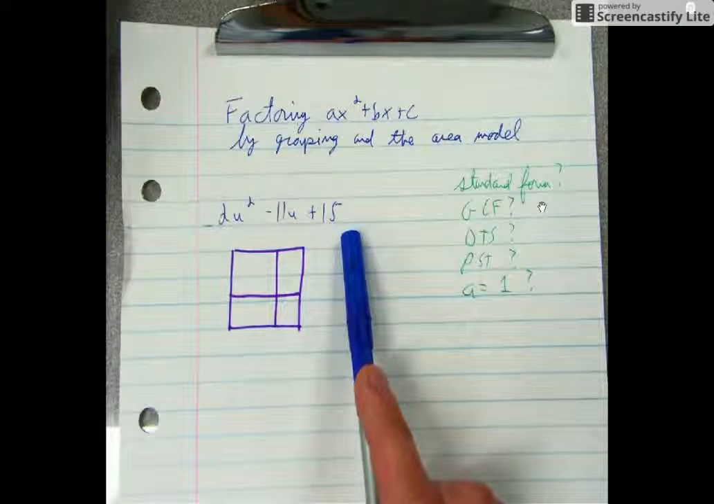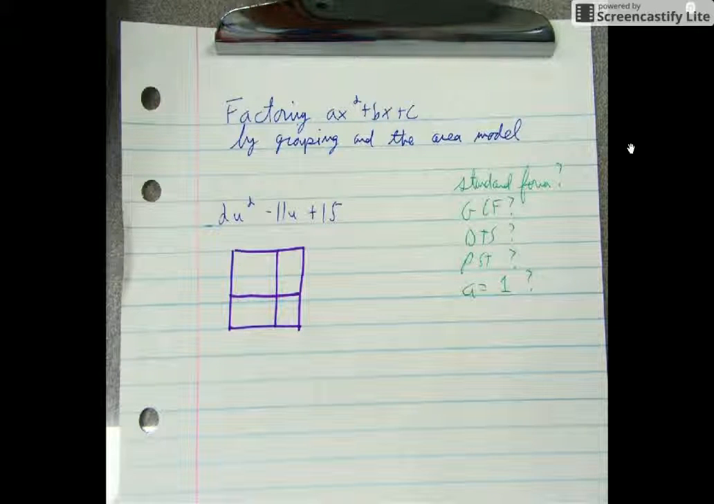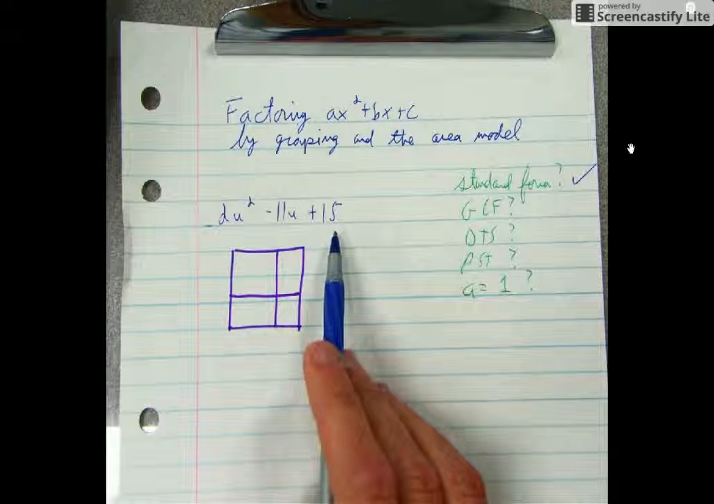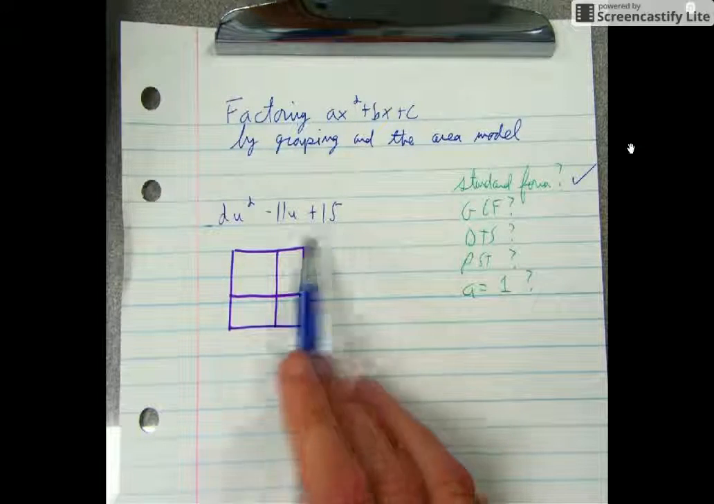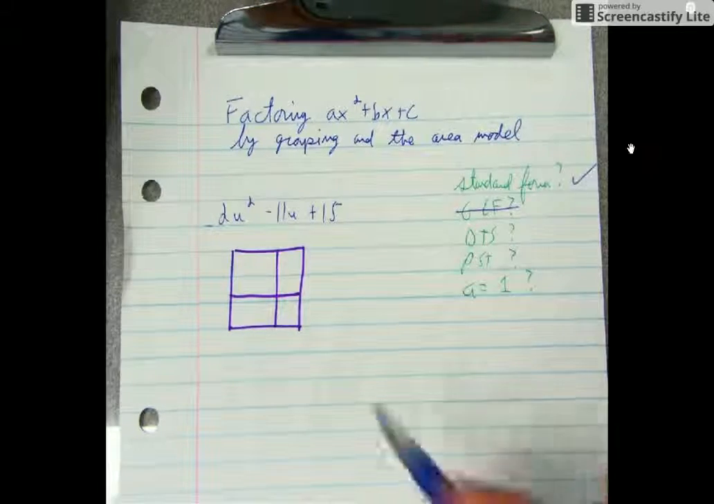So I like to go through a little checklist as I'm doing this to make it easiest for me. First, I like to make sure it's in standard form. So that's all set. Next, I look at the expression and see if there's a greatest common factor that I can remove. Doesn't look like there is.